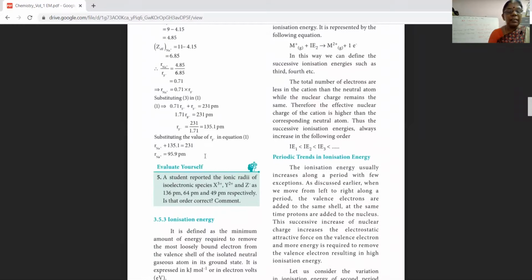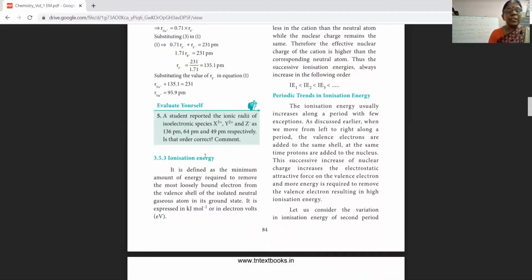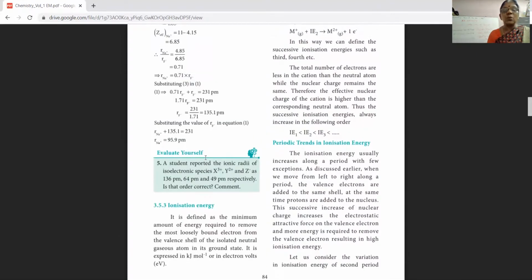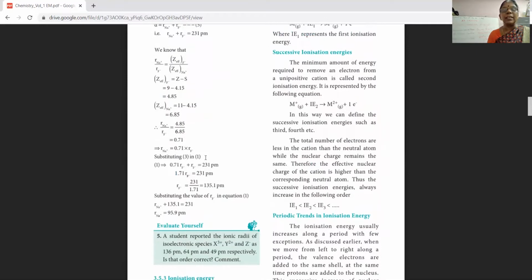Okay. Then the next is ionization energy, that is mentioned as IE. It is defined as the minimum amount of energy required to remove the most loosely bound electron from the valence shell of the isolated neutral gaseous atom in its ground state. It is expressed in kilojoules per mole or in electron volts, and the electron volts are abbreviated as eV.